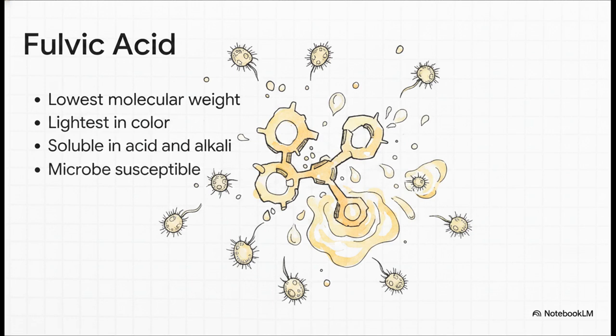Within the humic group, this one has the lowest molecular weight. It's the lightest in color. It dissolves entirely in both acid and alkali extractions. And out of the whole humic group, it remains the absolute most susceptible to biological microbial attack.